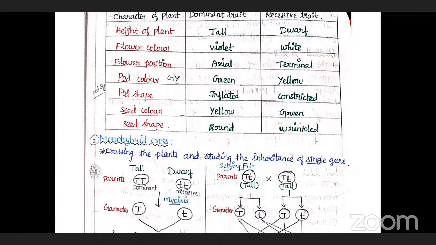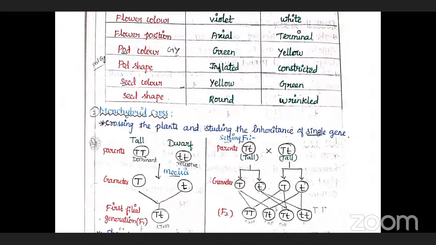The next one is pod shape. Pod shape is inflated, meaning a smooth one, or constricted. Constricted means somewhat zigzag, opposite to the smoothness of inflated.